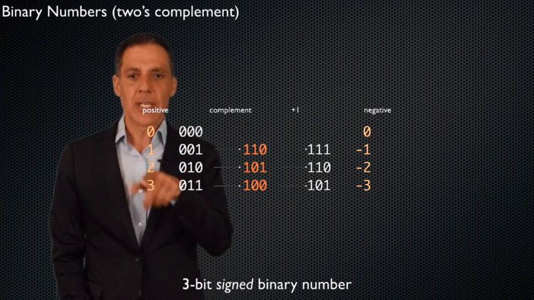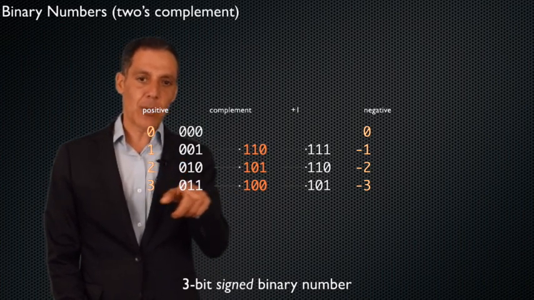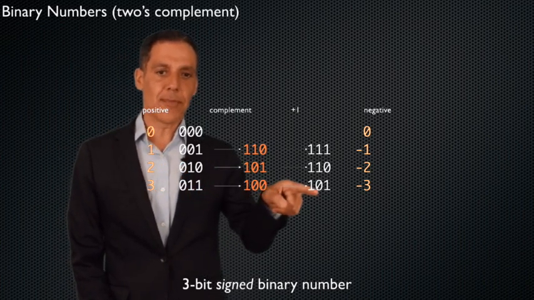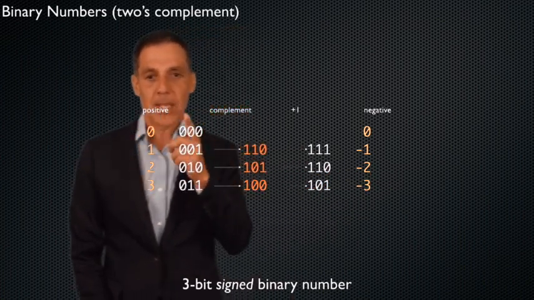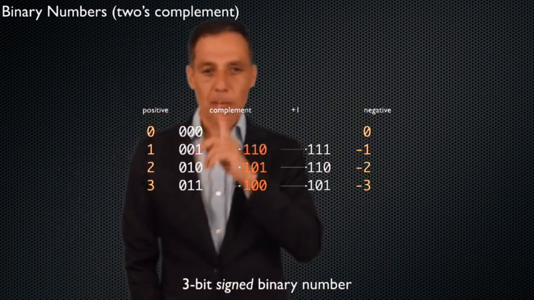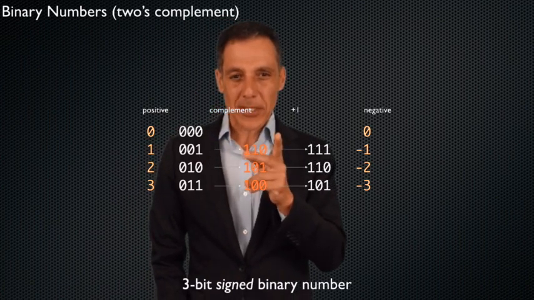Let's do one more. Flip 3, which is 0, 1, 1. It goes to 1, 0, 0. Add 1. That, of course, is just 1, 0, 1. That is negative 3. Okay? Now let's see what happens with 0. You can sort of see what's going to happen, by the way.